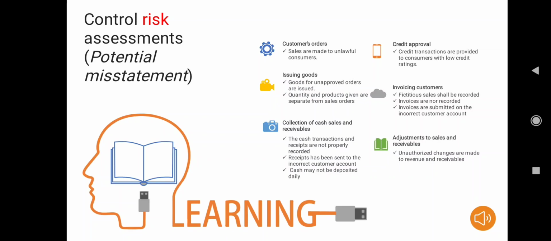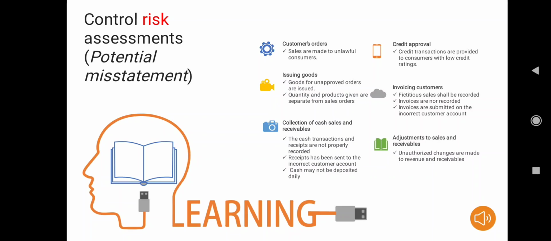Okay, for this page, we will talk about the control risk assessment. What is the function and what are the potential misstatements? First, customer's order. The potential misstatement for the customer's order is that sales are made to unlawful consumers. Second, credit approval. Credit transactions are provided to consumers with low credit ratings.